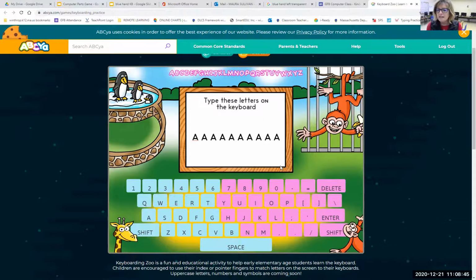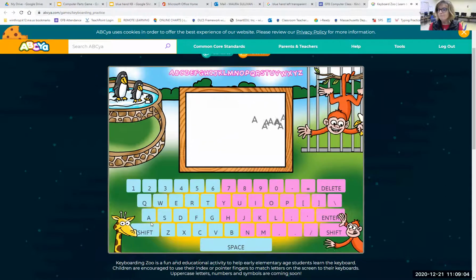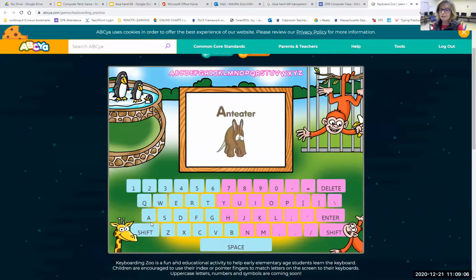You're going to type these letters on the keyboard. You're going to get that left hand ready. Remember the left hand, pointy finger, find the A. Watch what happens when I start tapping it. A. They say the letter name for you. A. Off they go.